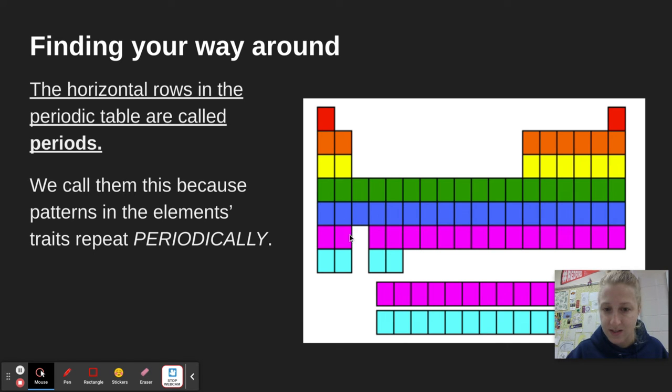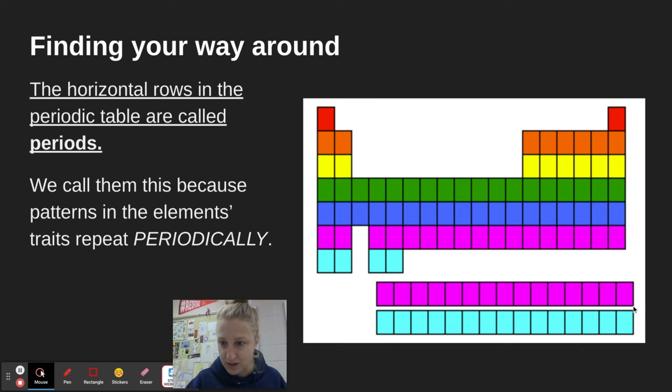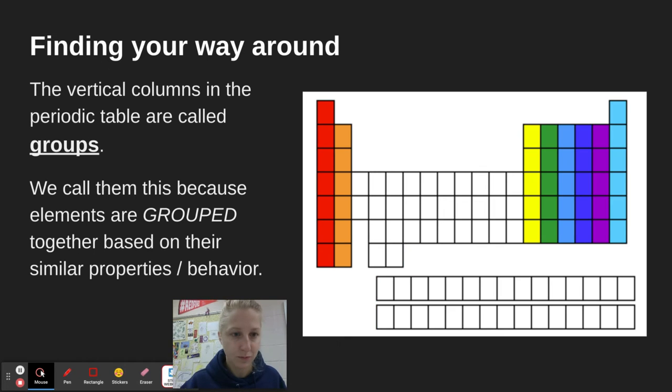Period 6 starts here. It zigzags down to here. Let me move my face. So it actually goes to here, and then it picks back up right up here. And the same thing with 7. Starts here, goes down here, and then picks back up over here. We'll dig a little bit more into that in a later family, later in this presentation.